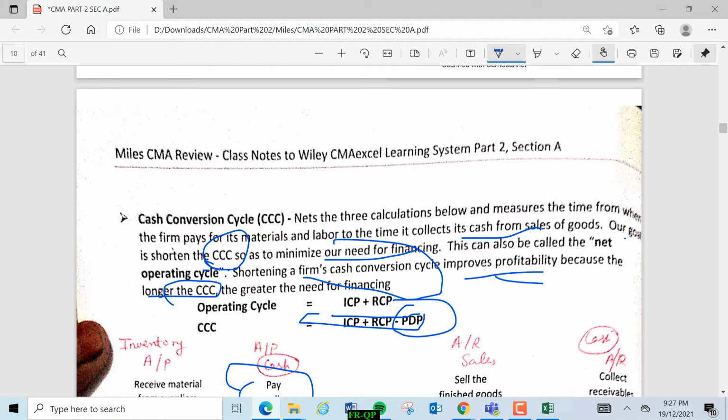What is the easiest way to shorten your cycle? You can ask your creditors to give you more credit terms. This way you can shorten your cycle.